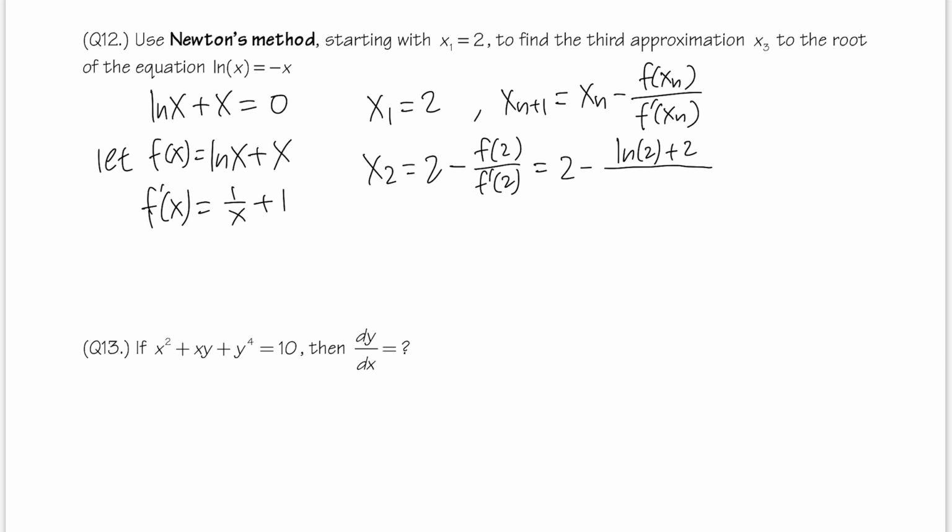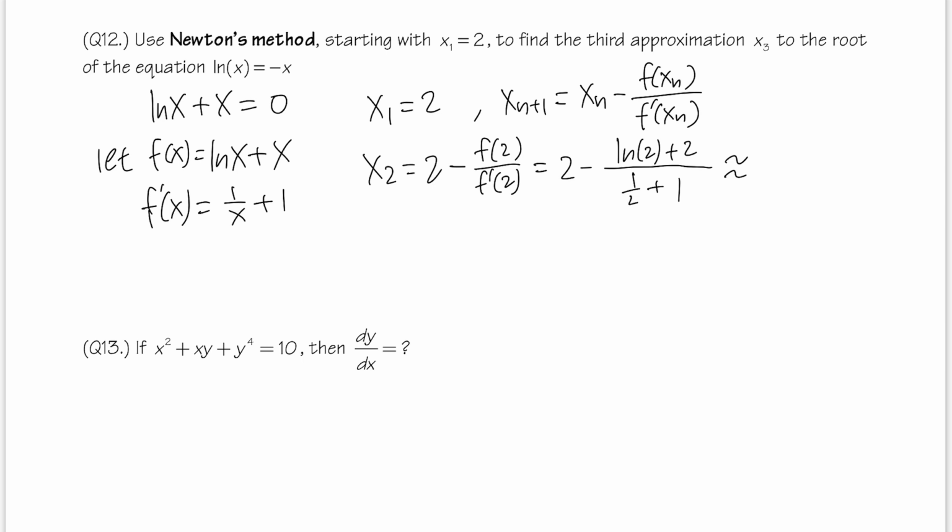So you put 2 in here. So 1 over 2 plus 1. And we will just have to use a calculator to compute that real quick. And that's 2 minus parentheses ln 2 plus 2 divided by 1 over 2 plus 1. And let me just make sure that I got the numbers right.